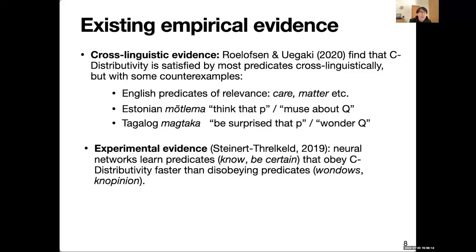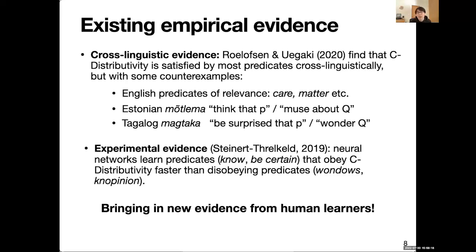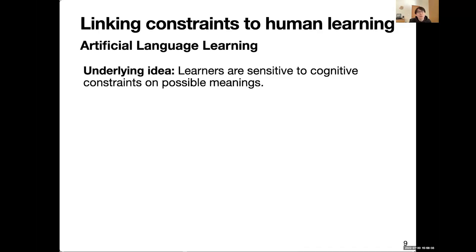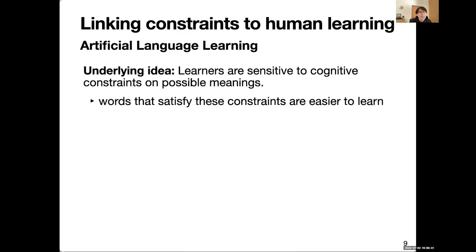However, importantly, we currently don't have any behavioral evidence for the constraint. So in this talk, we'd like to bring in new evidence for the constraint from human learners. So we tried to investigate this constraint by looking at learning in an artificial language setup. The underlying idea is that these constraints are meant to be cognitive in nature, so learners are expected to be sensitive to them. And they can be sensitive in two ways.